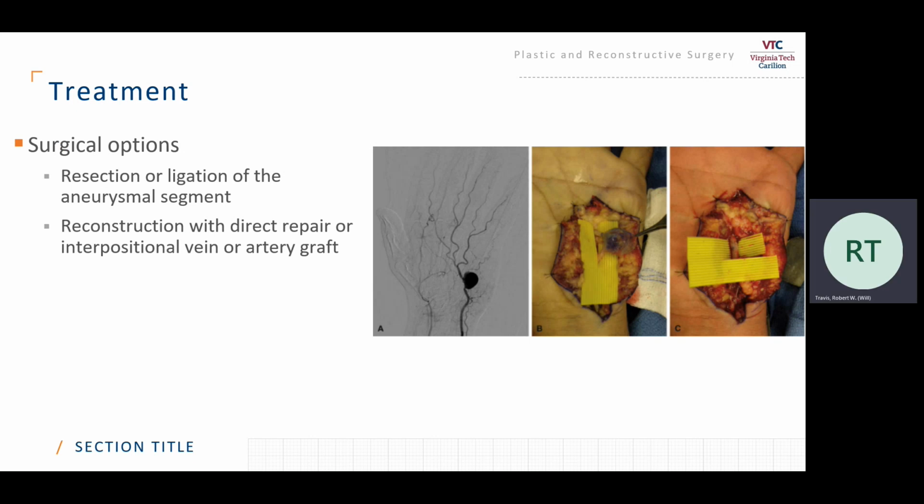So surgical options include resection or ligation of the aneurysmal segment and reconstruction with either a direct repair or an interpositional vein or artery graft. Arterial grafts are more physiologic and may have improved long-term outcomes. Pictures here show an angiogram in a patient with Hypothenar hammer syndrome and an ulnar artery aneurysm that was repaired with resection and direct repair.